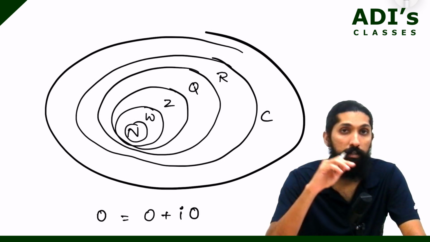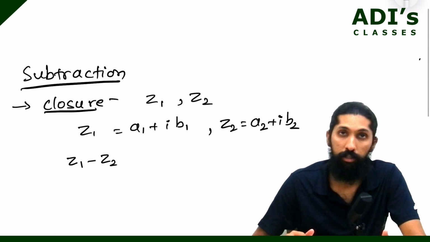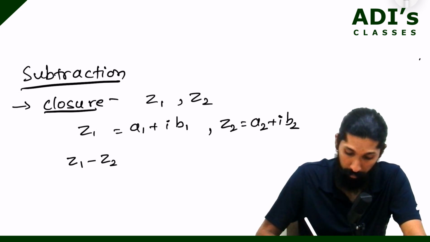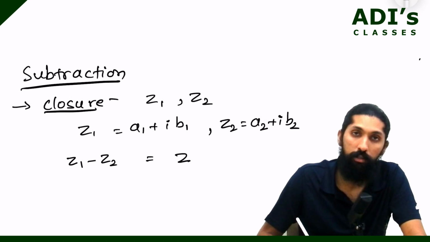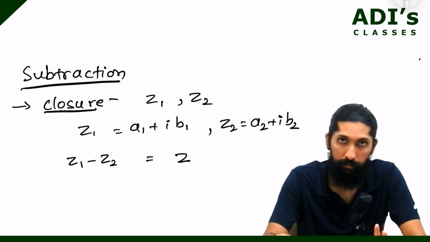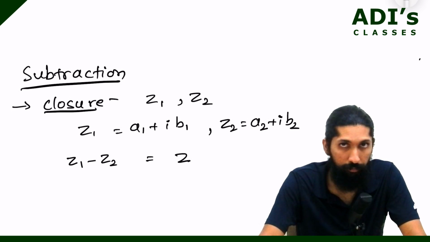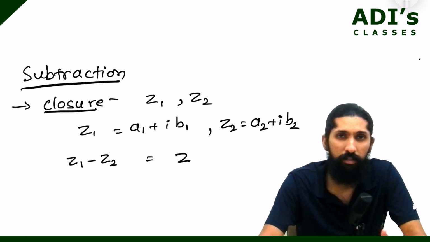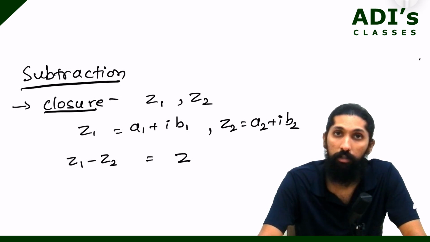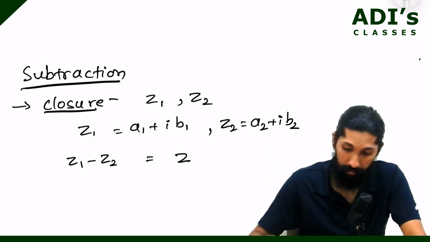Now I think this pretty much confirms how the closure property for subtraction is true. So Z1 minus Z2 is also equal to Z, which is a complex number. So subtraction is closed for complex numbers. This is the first thing. Commutative, obviously no. Associative, obviously no. Then identity, guys, you know it's not going to work. So the major part in subtraction is the closure.